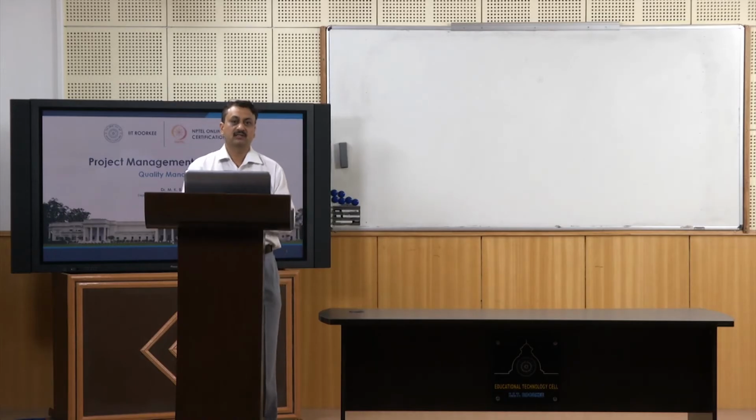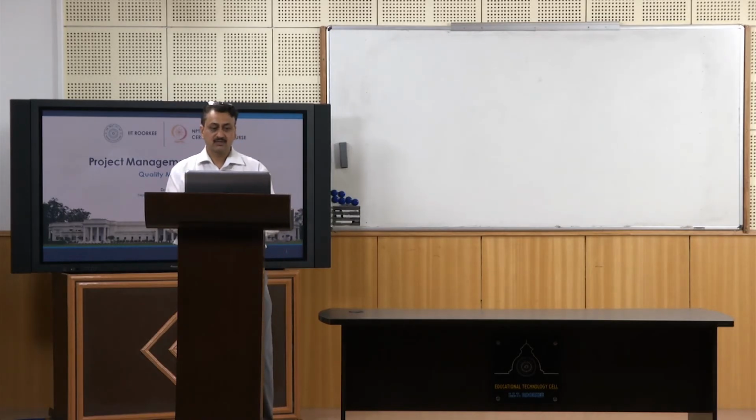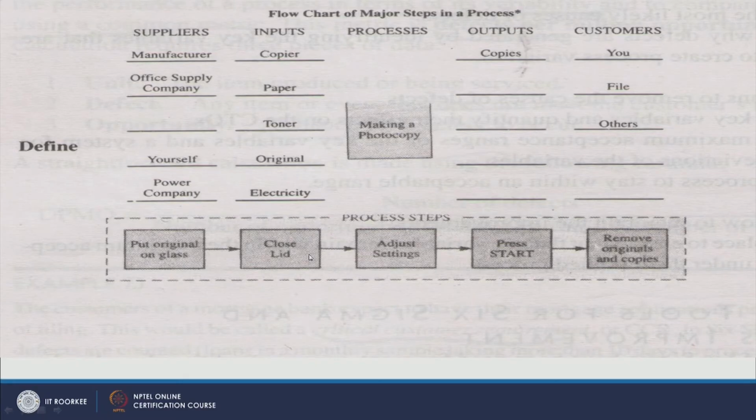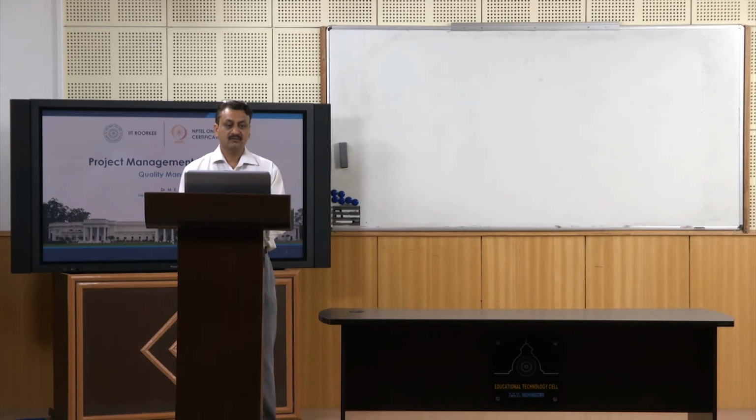So, if you look at this flow chart of a process, let us say you are doing photocopy of an original document, right. So, the process is put original on glass, close lid, adjust setting, right, what kind of contrast you want, what kind of, let us say, size you want, whether you want 200% size or 50% of the original document, right. Press start and remove original and copies, right. So, this is a process. Now, this process can be converted into SIPOC diagram. It is called SIPOC chart, right.